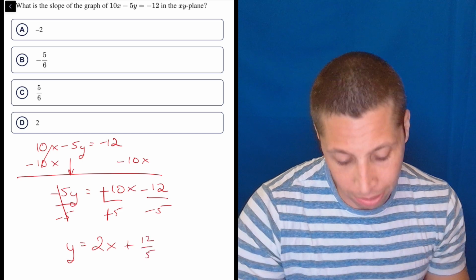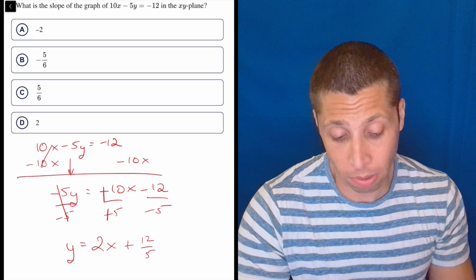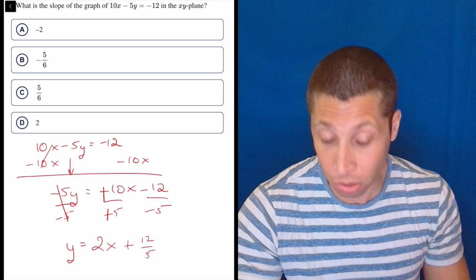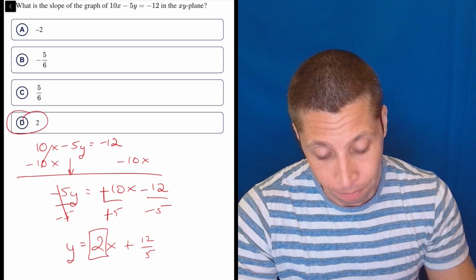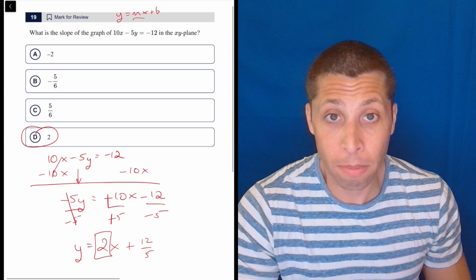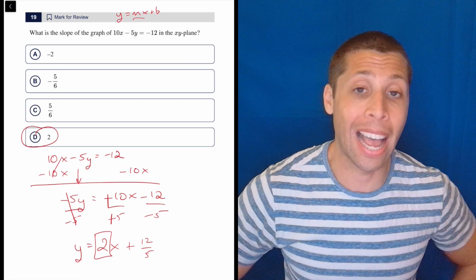There's no clean solution to that situation, but I don't care about the y-intercept. I care about the slope. So the slope then is 2. And that is choice D, and that's it. So you shouldn't get this wrong. This is just a basic algebra move.